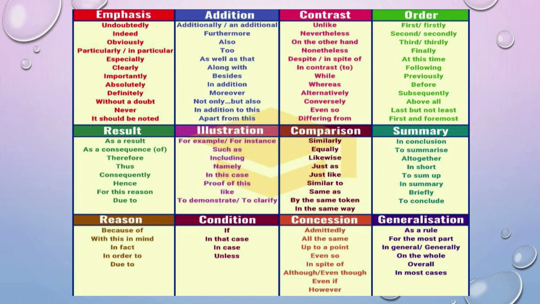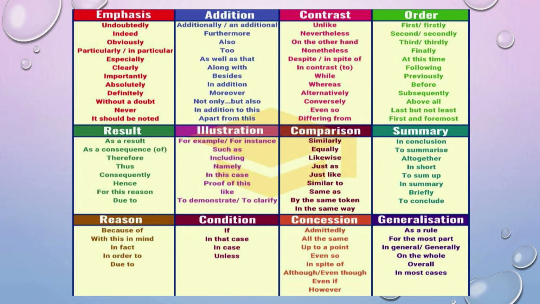And also, there can be connectors of illustration. For example, for instance, such as, including. Connectors of comparison: similarly, equally, likewise, just as, just like. Connectors of summary: in conclusion, to summarize, altogether, in short, to sum up. Connectors of reason: because of, with this in mind, in fact.